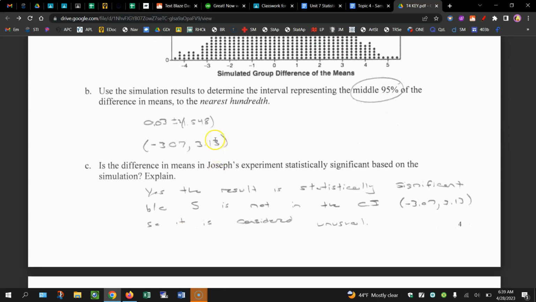It's not in here. So yes, the result is statistically significant because 5, make sure you reference the difference, is not in the confidence interval. And make sure you reference the confidence interval. 5 is not in this confidence interval, so it's considered unusual or it's considered statistically significant.